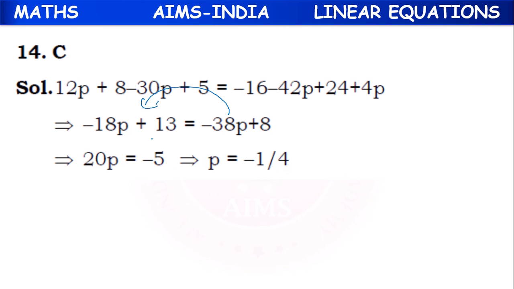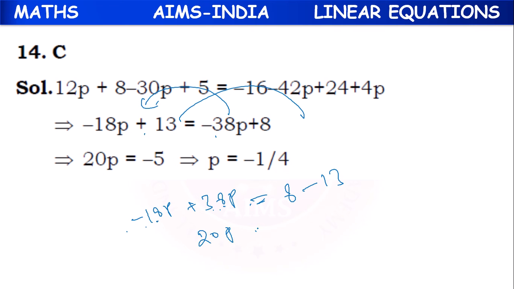Now 38p this side, minus 18p plus 38p. Minus 38p will become plus 38p. Left hand side we have 13 and right hand side 8. If 13 comes this side, it will become minus 13. Minus 18 plus 38, 20p. Minus 13 plus 8: from bigger number we have to remove smaller number. 13 minus 8, 5. Bigger number is having minus, so we will keep minus for the answer.